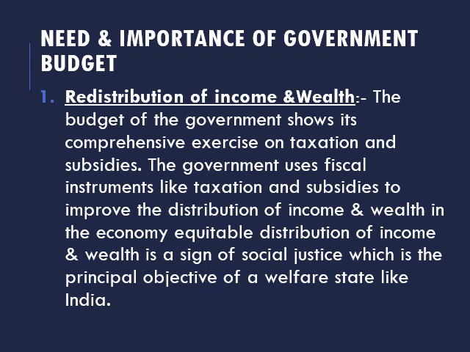Redistribution of income and wealth, that's an important point. The budget of the government shows its comprehensive exercise on taxation and subsidies. The government uses fiscal instruments like taxation and subsidies to improve the distribution of income and wealth in the economy. Equitable distribution of income and wealth is a sign of social justice, which is a principal object of a welfare state like India. We are distributing whatever we have collected through taxation.